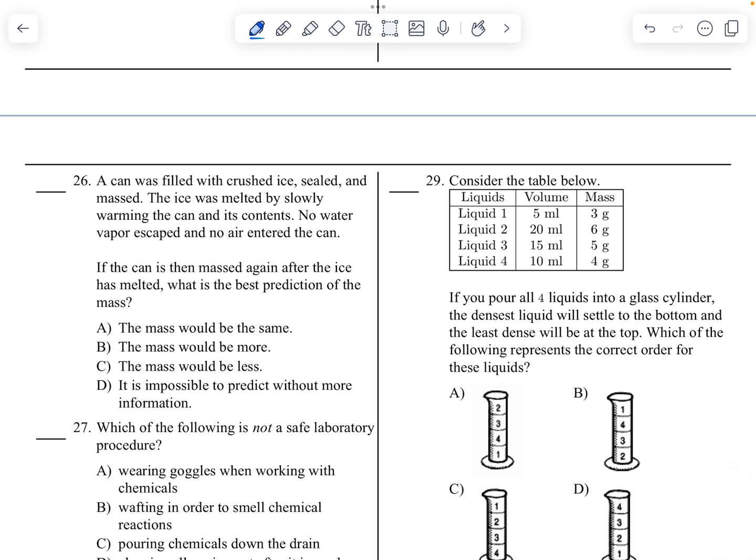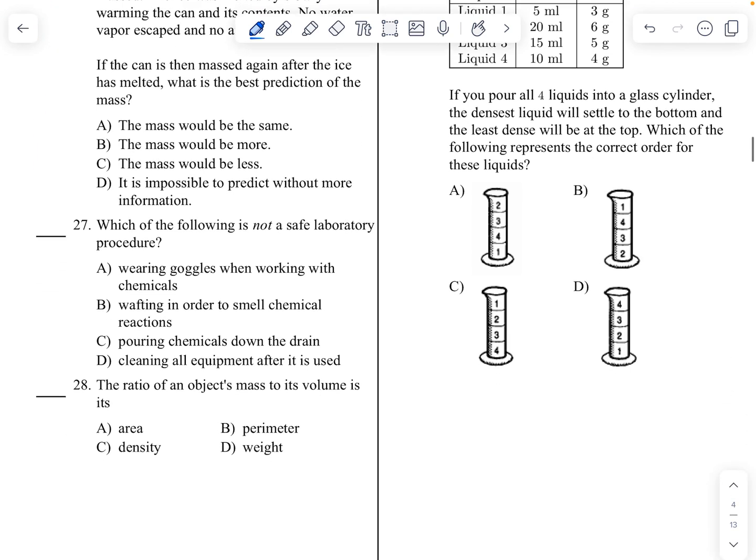All right. A can was filled with crushed ice, sealed and masked. The ice was melted slowly by warming the can. No water vapor escaped, no air entered. If the can is masked again, what's going to happen? So basically we had ice, it melted, and it was in a closed container. And this is showing us the law of conservation of mass, saying that mass would not be created or destroyed. Now, if you had let it be open, then we would be losing mass only because the gas would have escaped. However, since it's a closed container, nothing's entering, nothing's leaving, it would have to be the same.